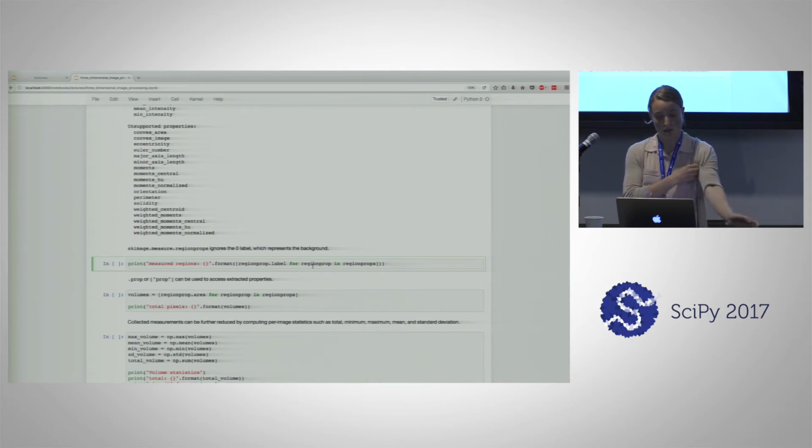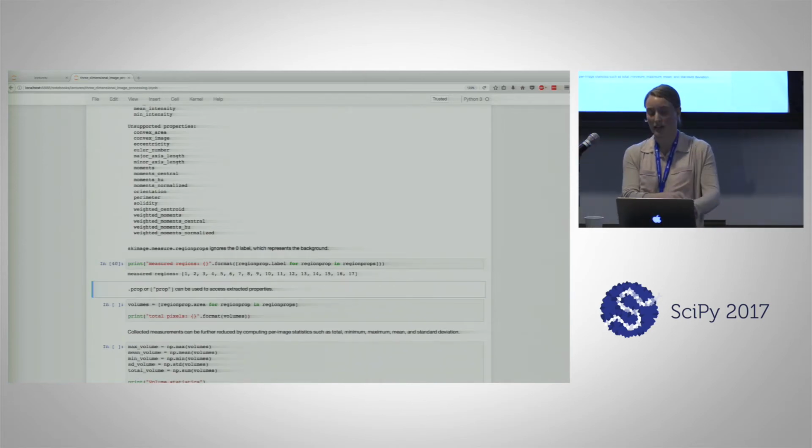One of the nice things about region properties is that it automatically ignores the 0 label. If we look at the region properties as a list, there's one per object, and if we call the label property on it, we'll see that we only have measurements for labels 1 through 17. We didn't collect any information on the background, which is just fine.